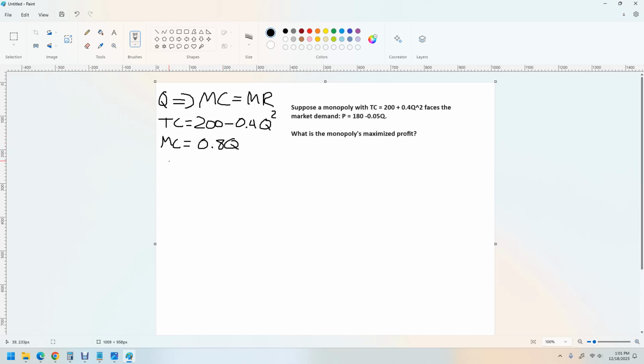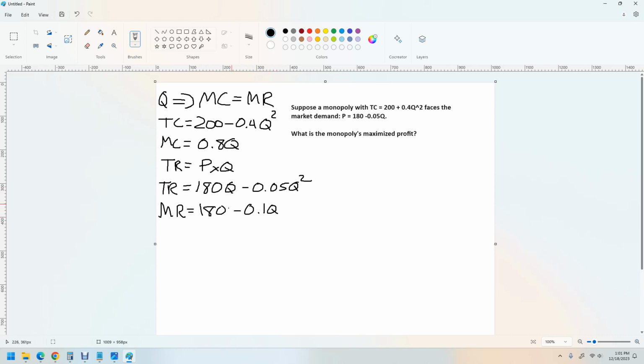That's our marginal cost. Now our marginal revenue is the partial derivative with respect to Q of the total revenue function. Total revenue is price times quantity, and we already have the price right here. So we'll take total revenue, and it's 180 times Q minus 0.05 Q squared. All I did was multiply Q times each term. Now marginal revenue with respect to Q is 180 minus 0.1 Q.